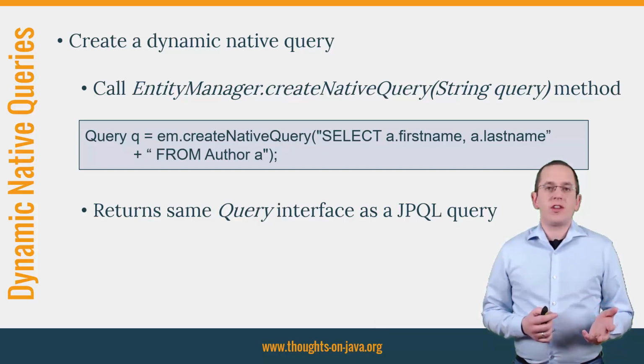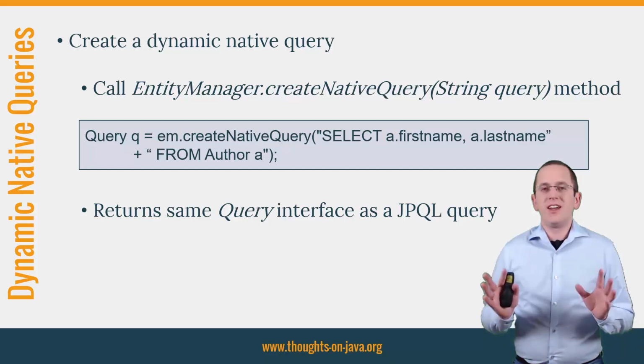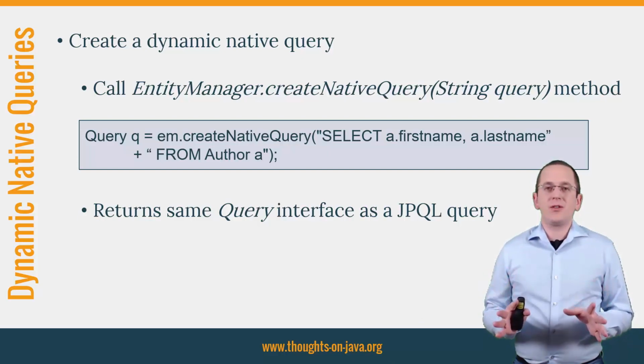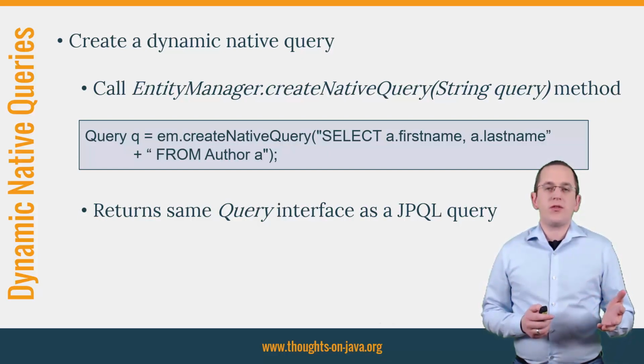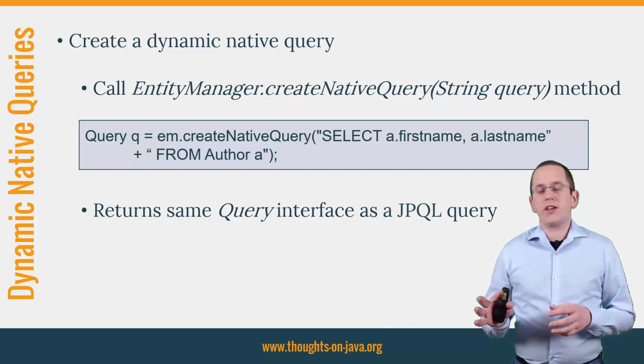The code snippet on the slide shows a simple example in which I use a native query to select the first and last names from the author table. And I know, there's no need to do this with a native SQL query. I could use a standard JPQL query for this, but I want to focus on the JPA part and not bother you with a complex SQL query.